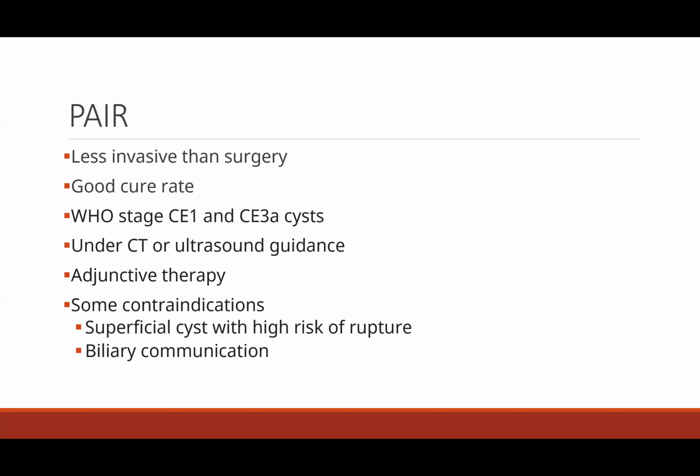So if the cyst is maybe not drainable, or if it's a superficial cyst at risk for rupture into the abdominal cavity, or if the cyst has already ruptured into the peritoneum, or if there's any biliary communication that's suspicious, or if there's an inactive or calcified cyst as well, you should not be going ahead with PAIR.